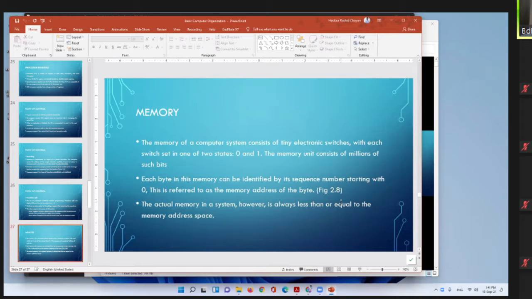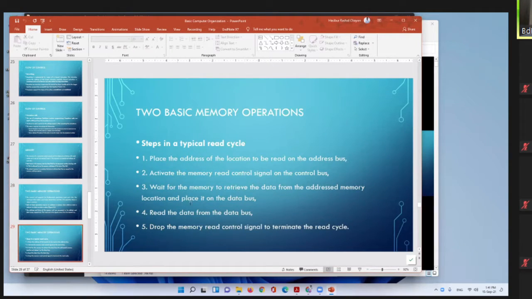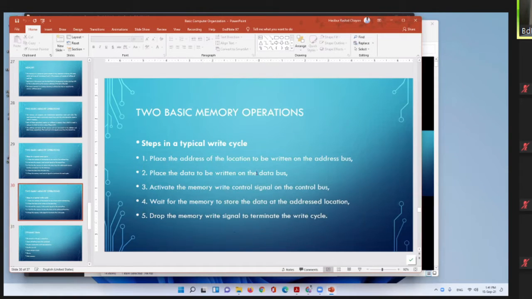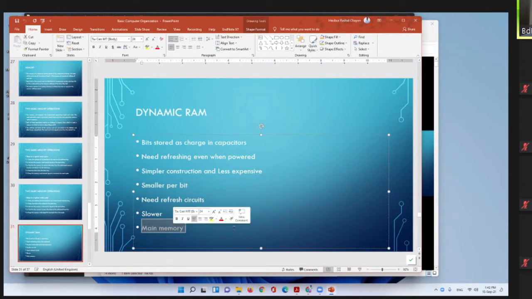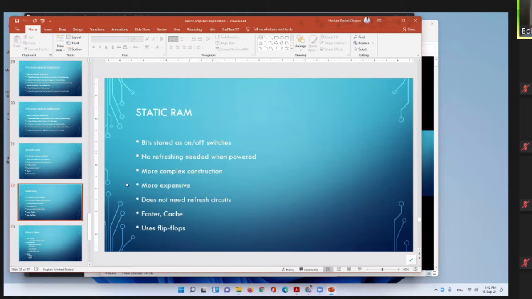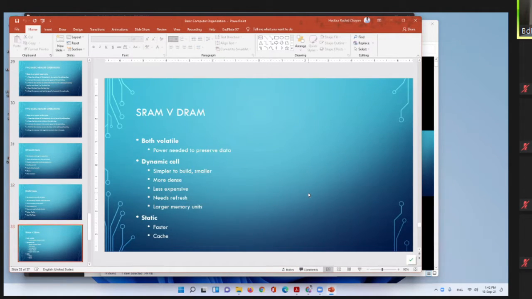Then we have discussed the memory. Before that, we discussed two basic operations of the memory. One is the reading cycle, another one is the writing cycle. Very, very simple. And then we discussed two different types of RAM: dynamic RAM or DRAM, which is our main memory, and static RAM, which is our cache memory. We have discussed the difference between these two as well.